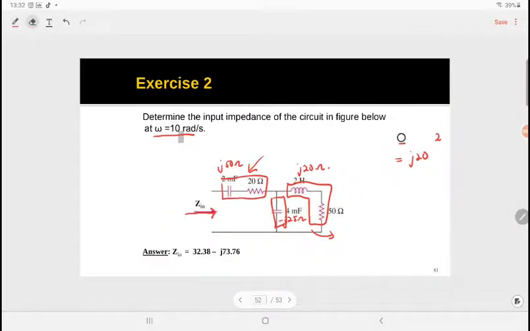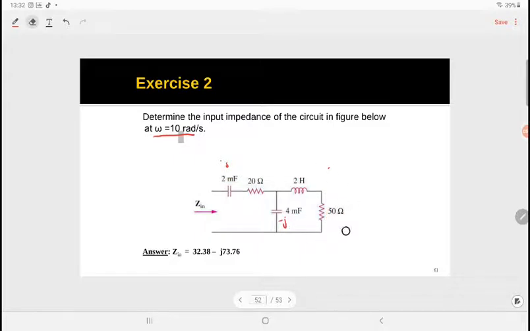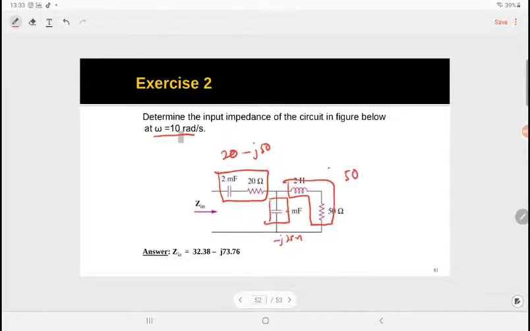Let me show. Let's say I segment this into one element because they are in series. I can represent this by 20 minus j50 over here, and this part you only have a capacitor, so it is negative j25 ohm, and this part you have 50 plus j20 ohm. I can say this is Z1, this Z2, and this one Z3.